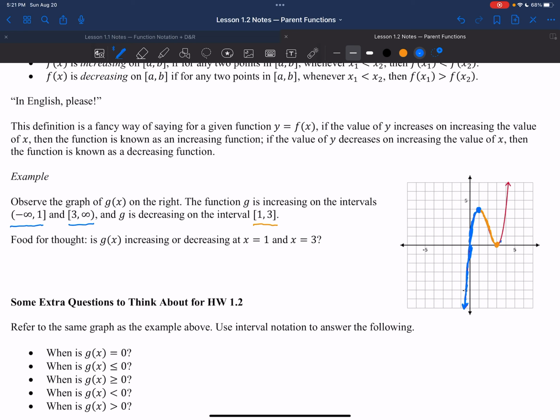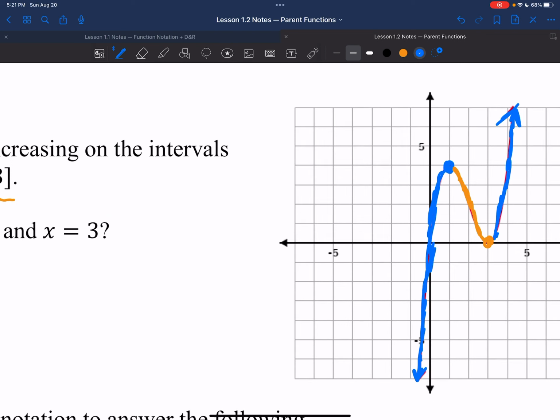Then it starts increasing again because it's going up. And so we trace along like this. And so that's increasing, decreasing, kind of visualized. And then some food for thought: is g of x increasing or decreasing at x equals 1 and x equals 3, like at that point?